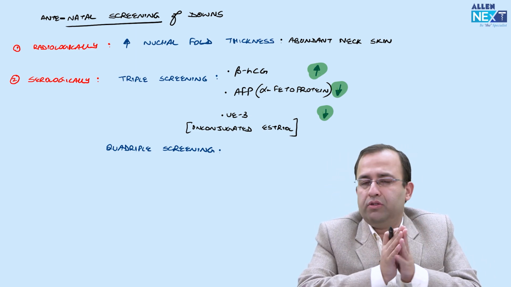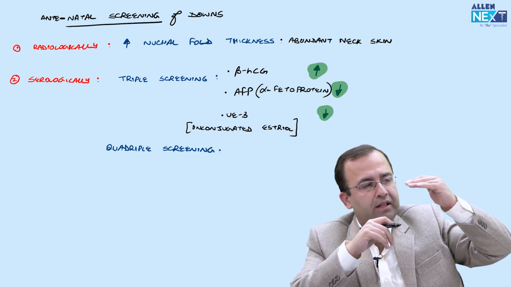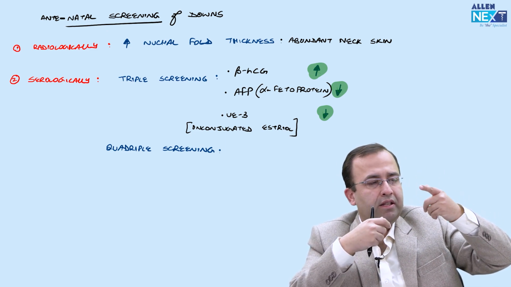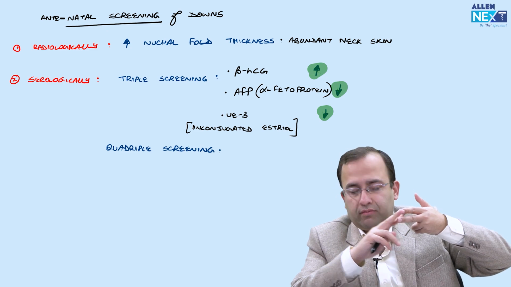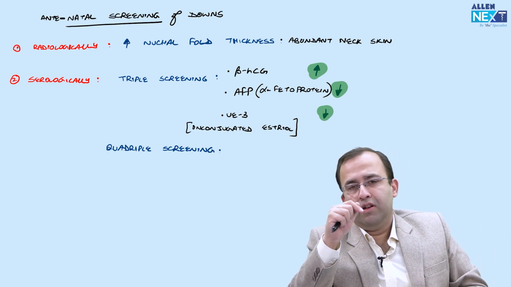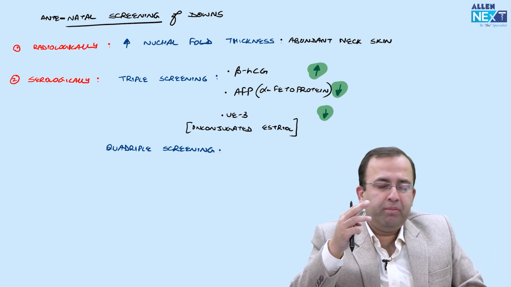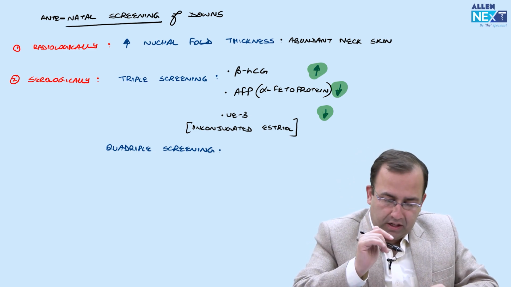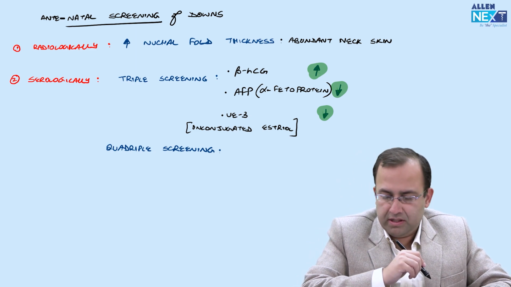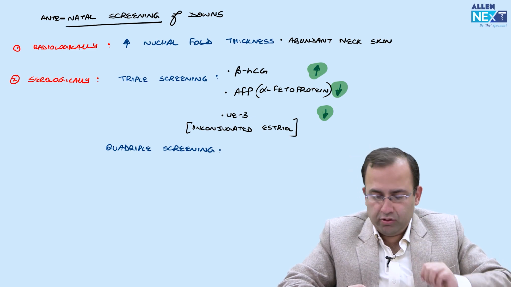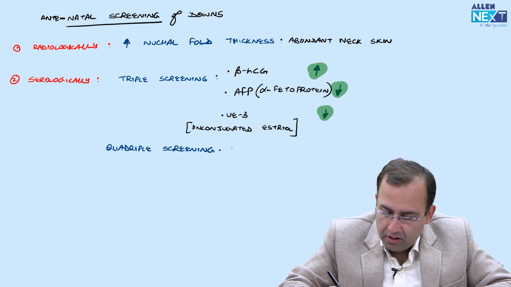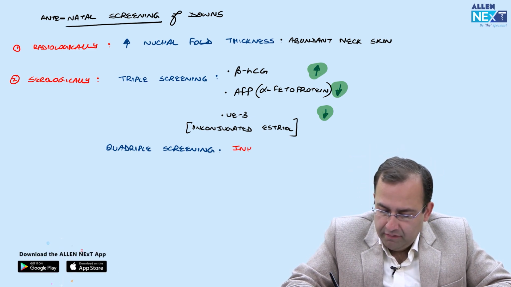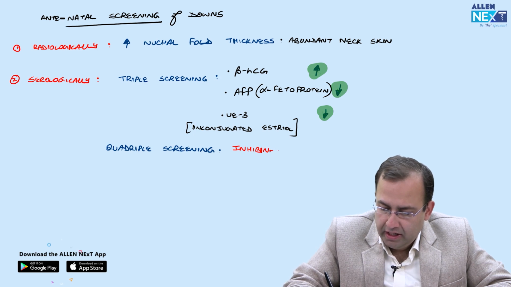Not to worry, just listen to this here. AFP is increased in liver cancer, HCC, and yolk sac tumor ovary. It is reduced in Downs. So HCG increases, AFP and UE3 reduce in Downs. That is triple screening. And lastly is quadruple screening. We look at the 4th marker also, in which we add inhibin A.